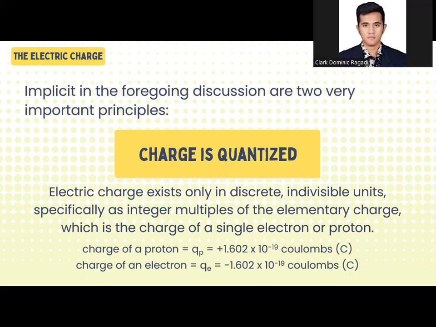The next principle is that charge is quantized. Electric charge exists only in discrete indivisible units, specifically as integer multiples of the elementary charge, which is the charge of a single electron or proton. A proton has a charge of positive 1.602 times 10 to the power of negative 19 coulombs. By the way, coulomb is the unit for charge. And the charge of an electron is the same magnitude but negative.